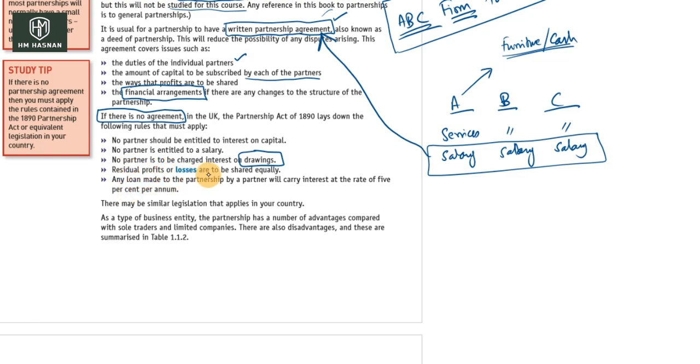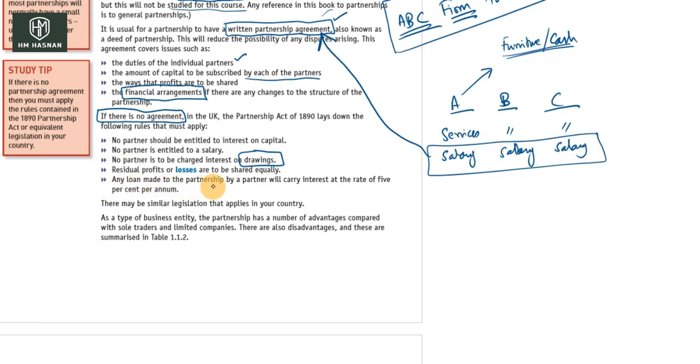Residual profit or losses are to be shared equally. If they have not decided the profit and loss ratio, then profit and loss are to be distributed equally amongst the partners.